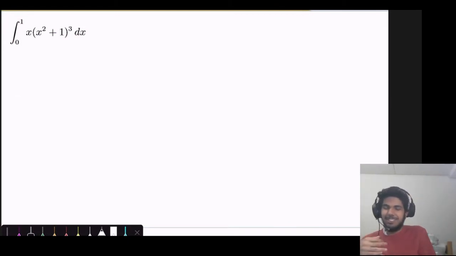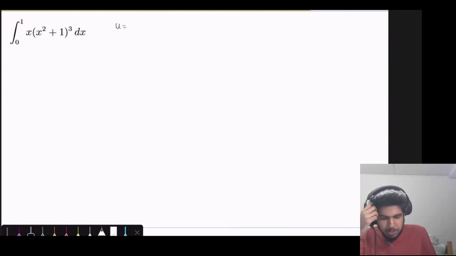I'll spoil what the u is. So think about what u you think would be appropriate to use. Okay, I will spoil it. The best choice for u would be x squared plus 1. And hopefully with the process of elimination, you were able to get that.